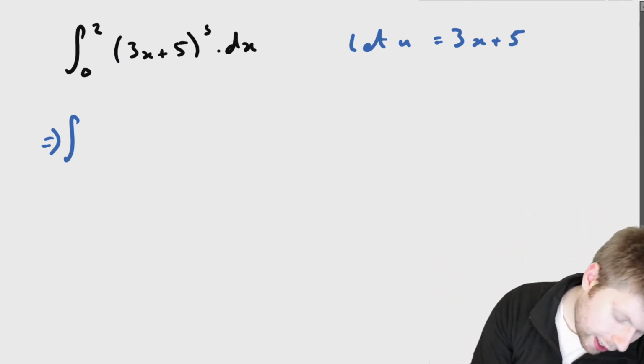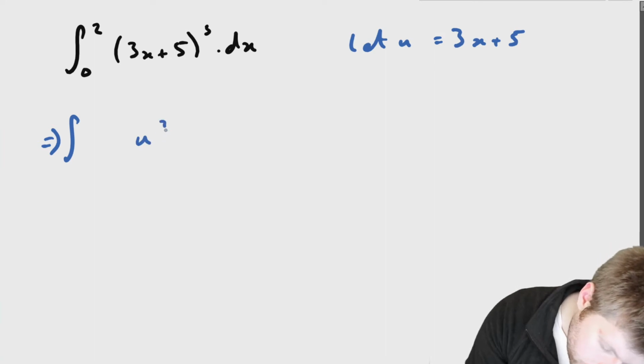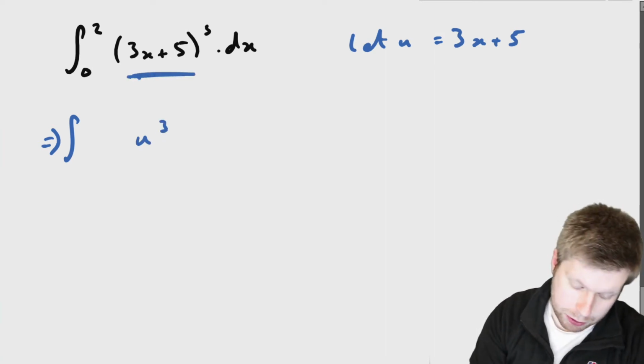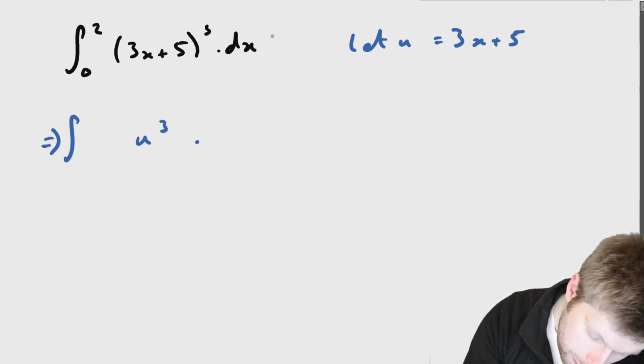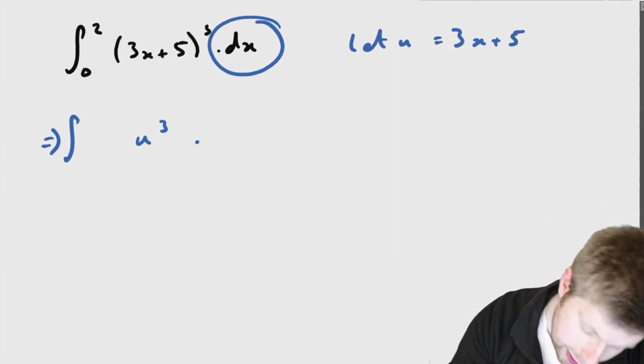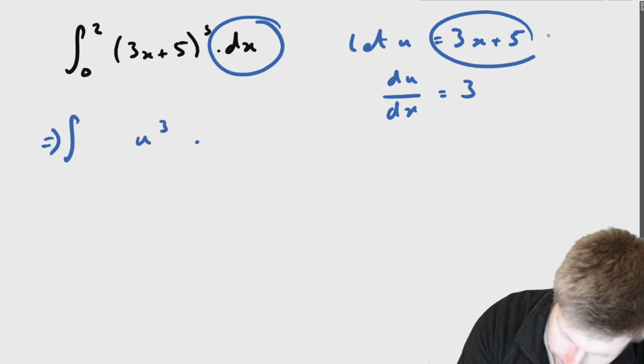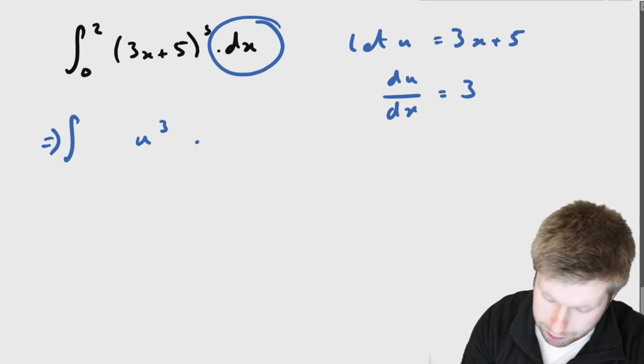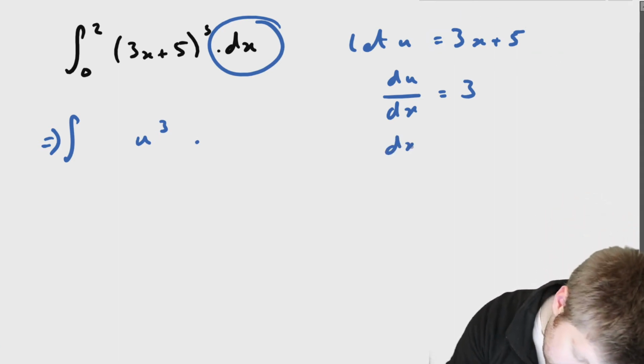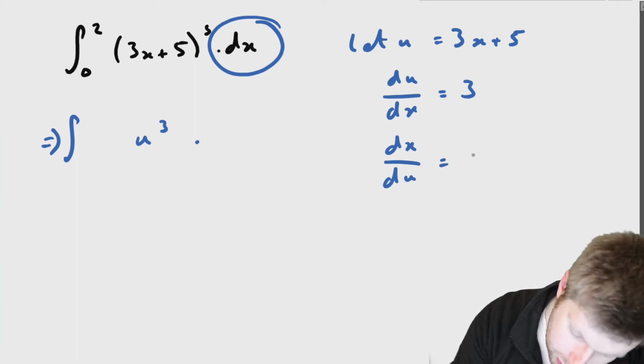So that basically implies that I have the integral of u cubed, because of course I replace my 3x plus 5 with u, but I must remember to also substitute my dx. So let's have a look. Well, I know that du by dx is equal to 3. That's basically just the derivative of that function with respect to x, which means that dx by du must be equal to 1 over 3.